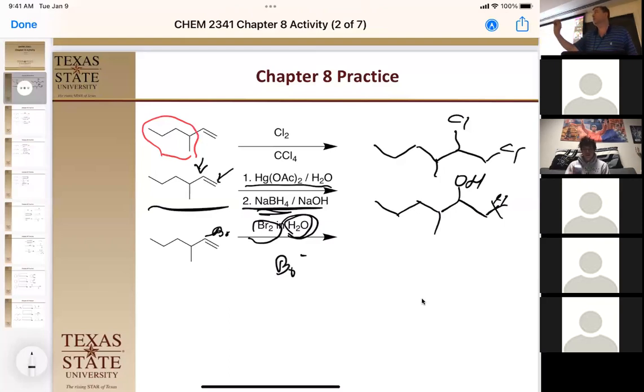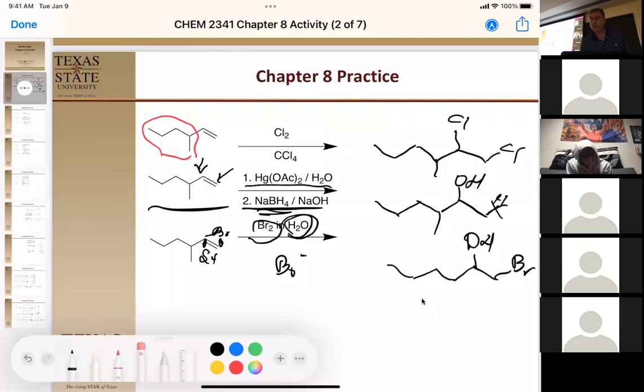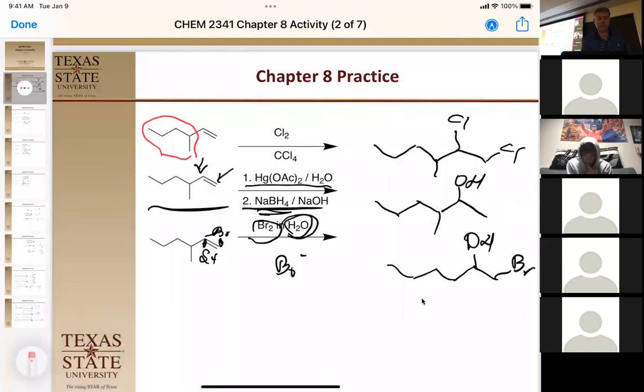The more substituted carbon has more of a partially positive charge on it, so the nucleophile is going to attack this one here. That means the bromine is going to be on here and the OH is going to be there. Okay, I'm going to erase that just for clarity here.